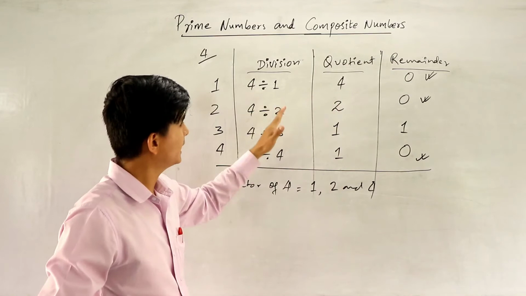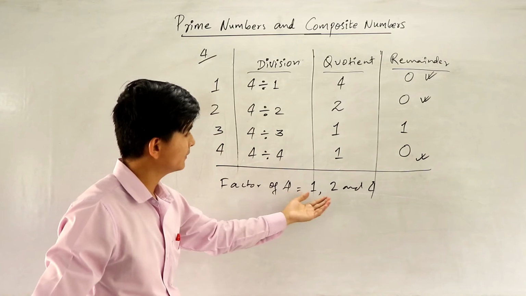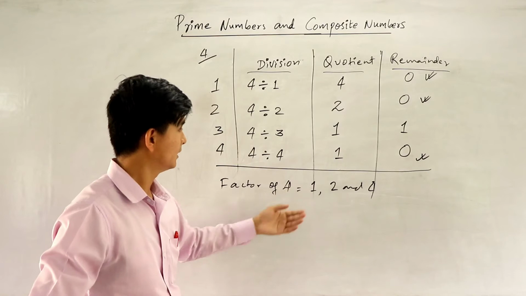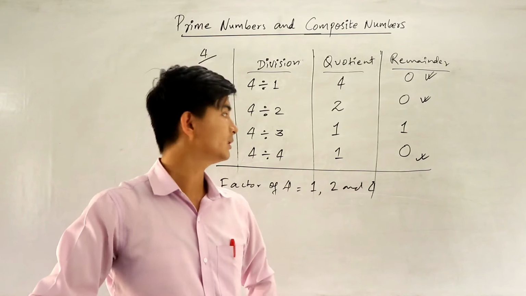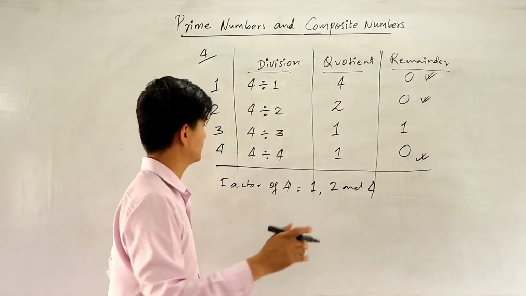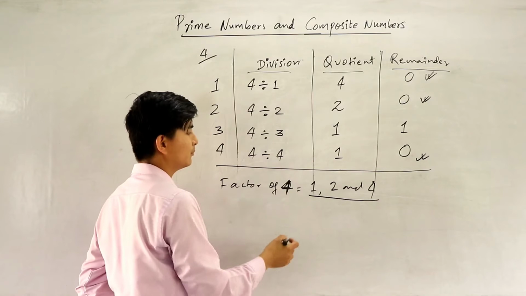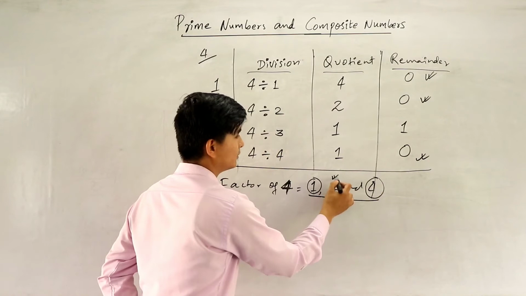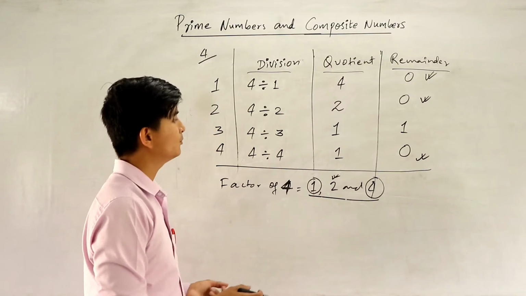So here you can see there are 3 factors of 4, right? From this you can see that composite numbers are those numbers which have more than two factors. That's why 4 is also a composite number. Why? Because 1 is the factor of every number, and the number itself, and again we have got 2 as an extra number, which is more than 2. So composite numbers are those numbers whose factors are more than 2.